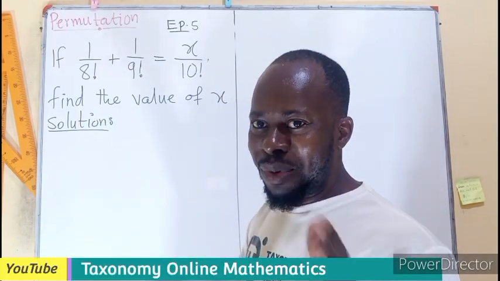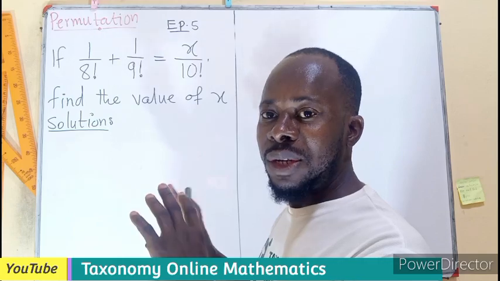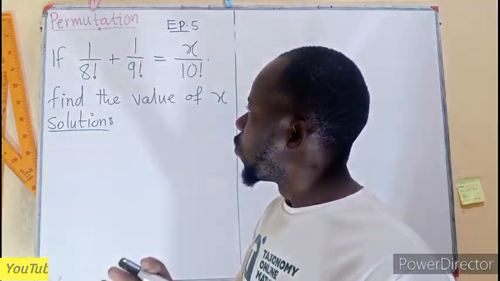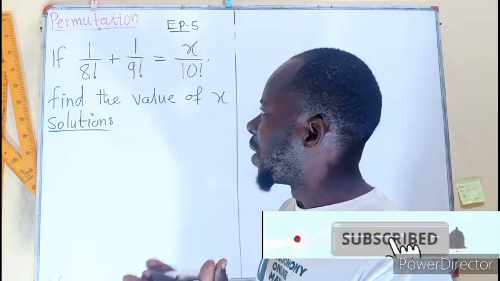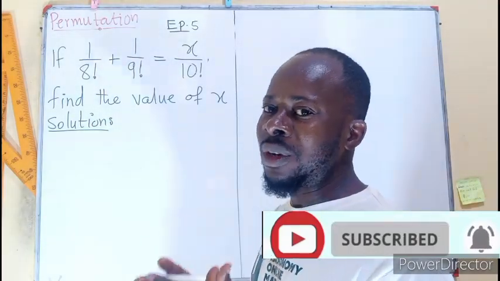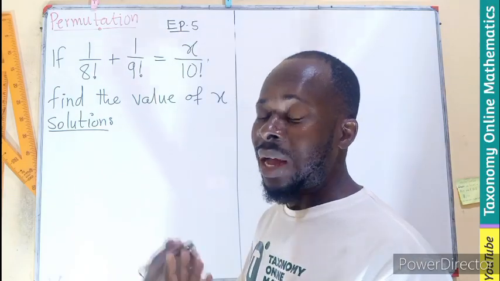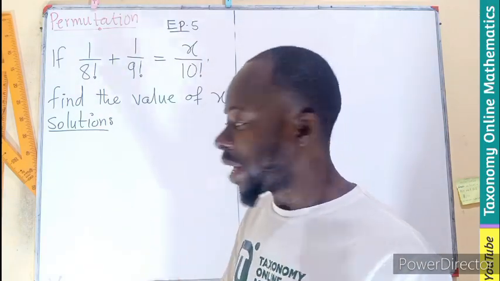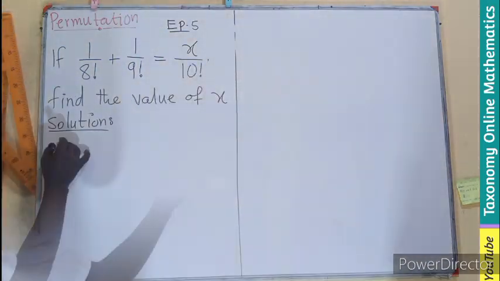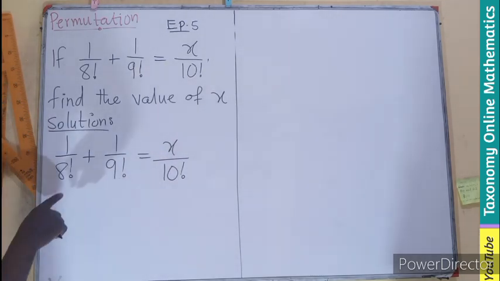Still on permutation, we are still picking some random questions on factorial. If 1 on 8 factorial plus 1 on 9 factorial equals x on 10 factorial, we have to find the value of x. Here we just have to apply the concept of factorial.